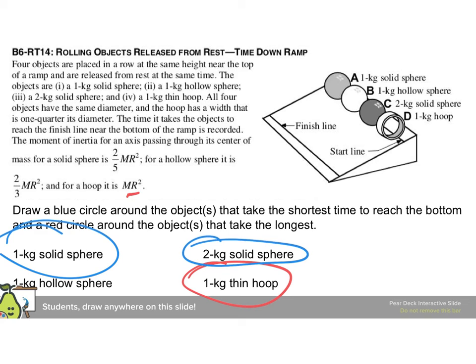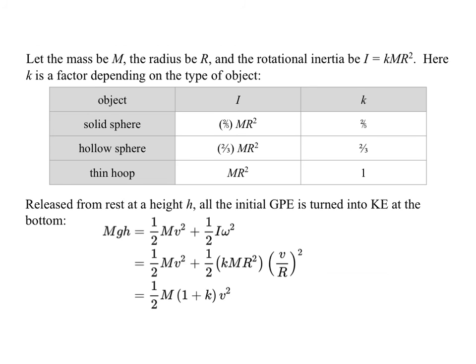On the next screen, I'm going to go through and do this a little bit more quantitatively in case that kind of fuzzy thing was not your game. All right, so let the mass of the thing be m, the radius be r, and the rotational inertia be I, but let's represent I as k times mr squared. You might have noticed they're always something times mr squared. So k is a factor that depends on the type of object.